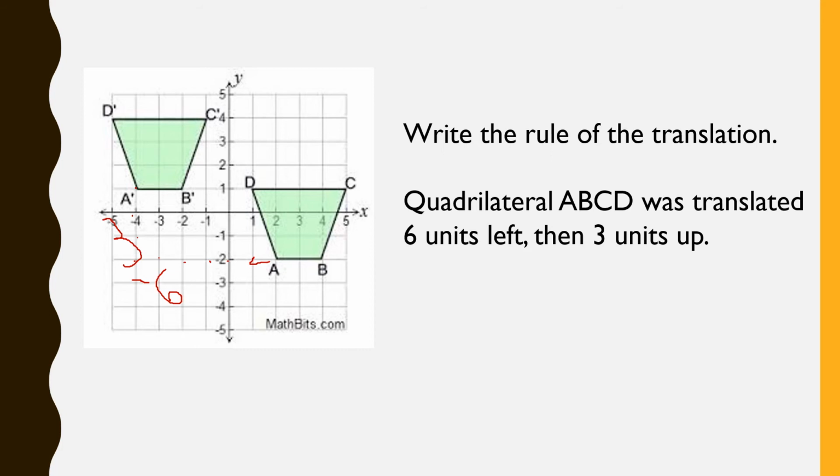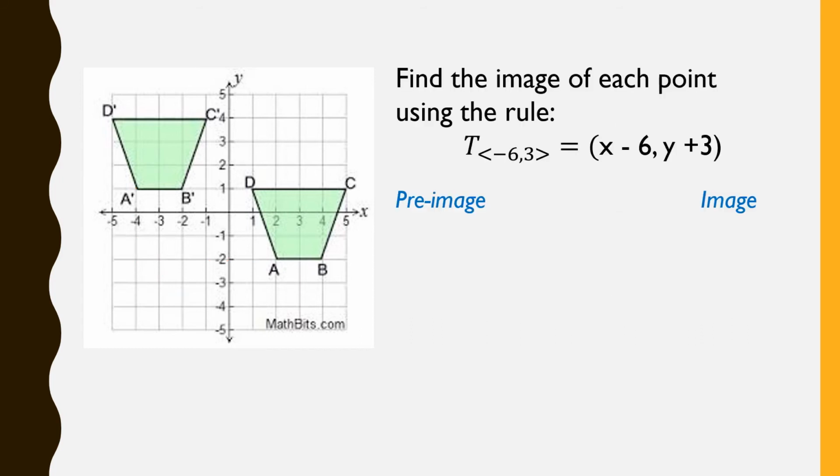So the rule becomes the translation being -6, 3. We're going to take all of the X coordinates and subtract 6, and we're going to take all of the Y coordinates and we're going to add 3.